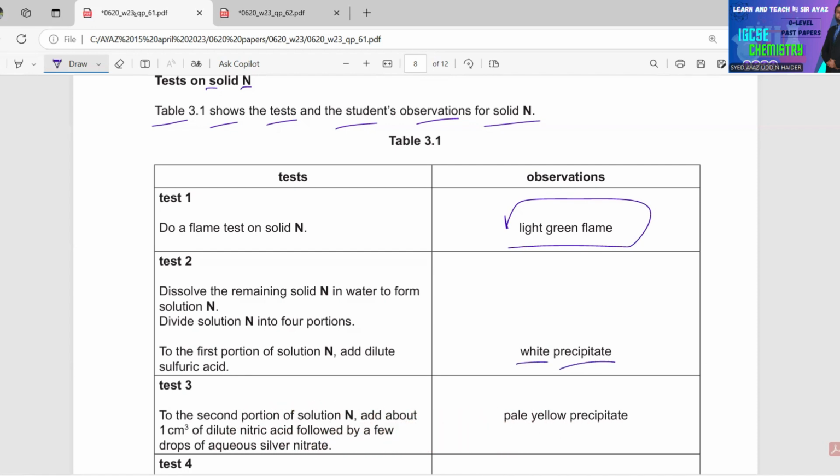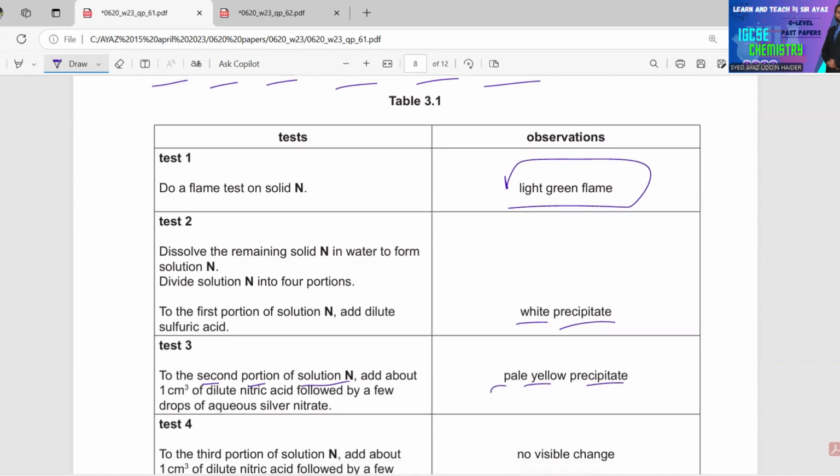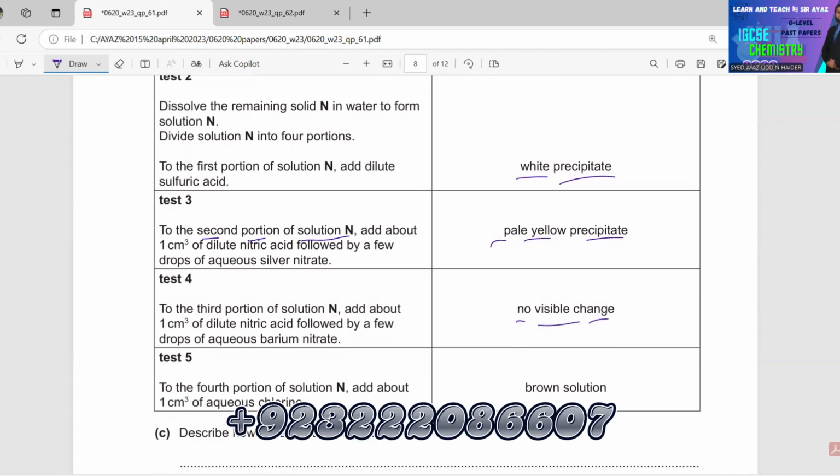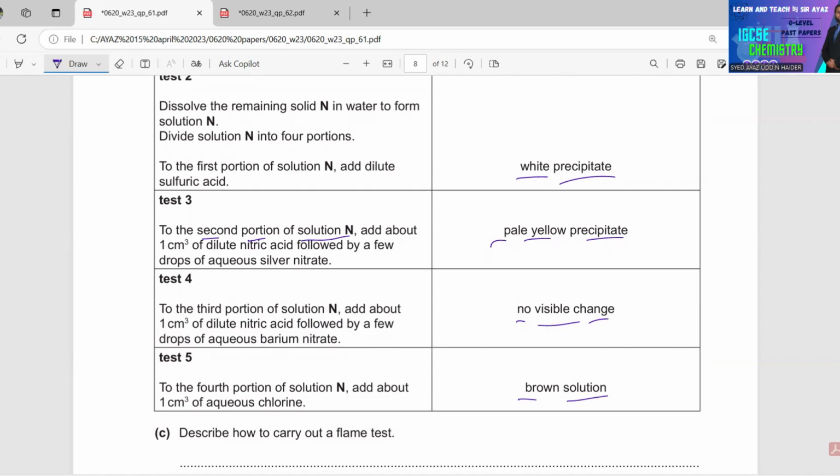Test 3. To the second portion of solution N, add about 1 centimeter cube of dilute nitric acid followed by a few drops of aqueous silver nitrate, pale yellow precipitate. To the third portion of solution N, add about 1 centimeter cube of dilute nitric acid followed by a few drops of aqueous barium nitrate. No visible change. To the fourth portion of solution N, add about 1 centimeter cube of aqueous chlorine, brown solution.